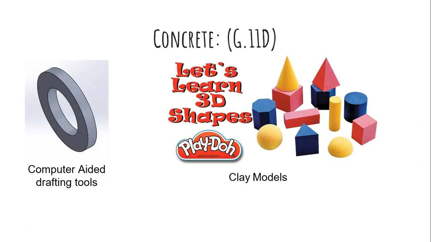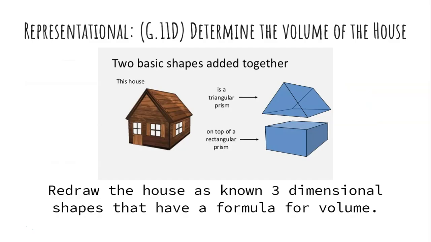For our next TEK, dealing with 3D composite shapes, students can use computer-aided drafting tools or clay models to aid them. Here's a representational example of determining volume of a house. The house can be broken down into two-dimensional shapes known to students. In this example, the house is broken into a rectangular prism and a triangular prism. Once it's broken down into composite shapes, students can then find the area of each shape and add them together.